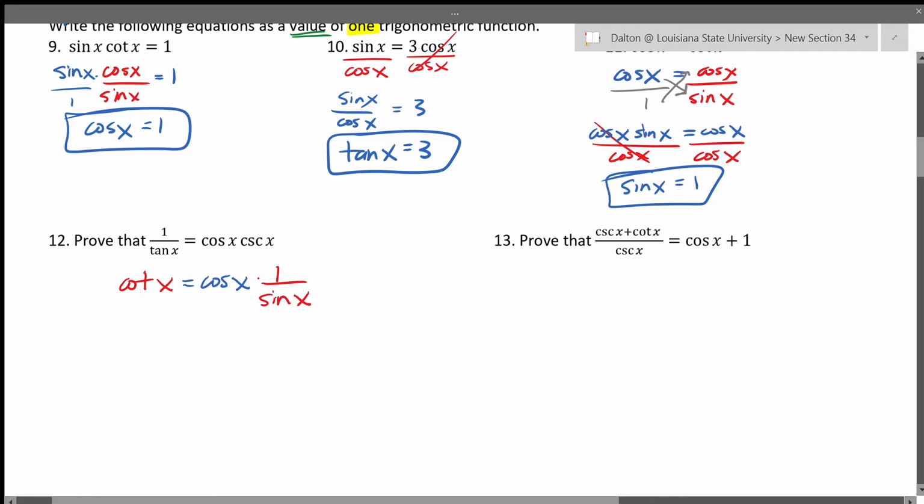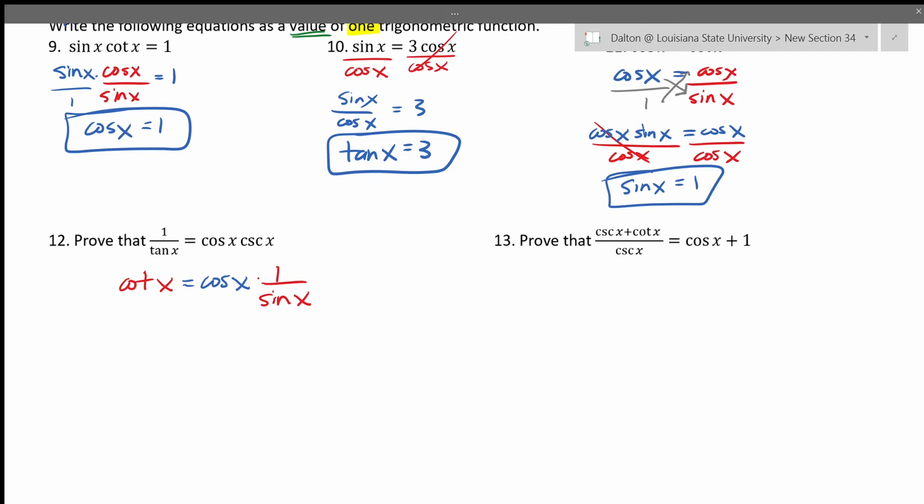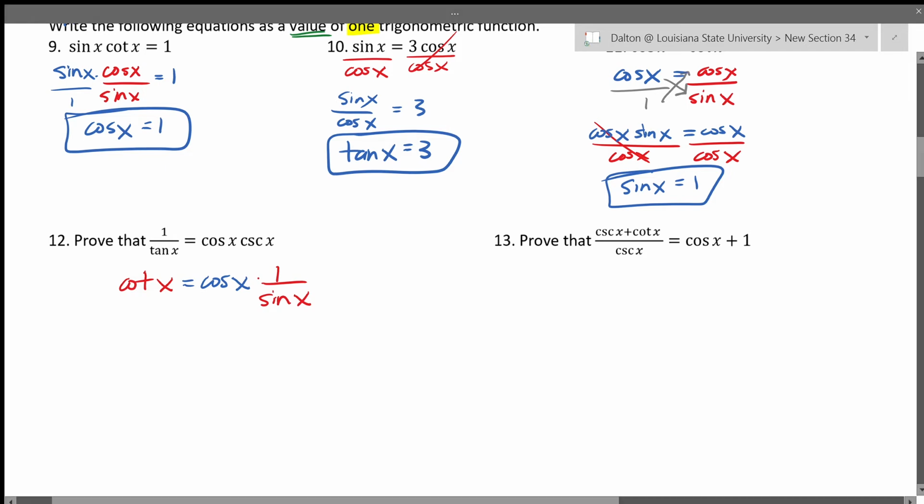And then I can treat the right side as a number times a fraction. So I'm going to leave the left side alone. Cotangent x is equal to, if I multiply these two fractions, I get cosine x over sine of x. And we know by definition that cosine over sine is cotangent. So then you literally get cotangent of x equals cotangent of x.